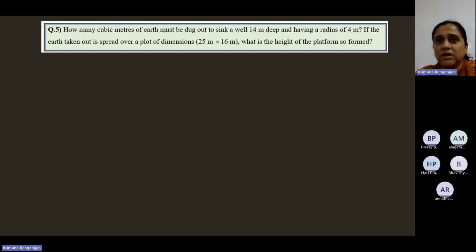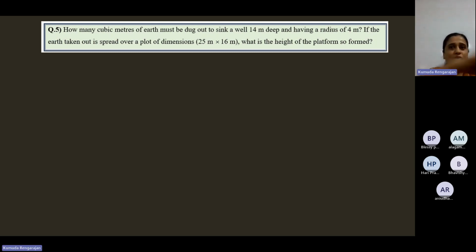So what's the situation? A well of radius 4 meters and depth 14 meters is being dug. The earth which is removed from the well is dumped on a piece of land, a plot of length 25 meters and breadth 16 meters. When you dump the earth on that land, obviously there's an increase in the surface. What is the height of the platform so formed is the question.